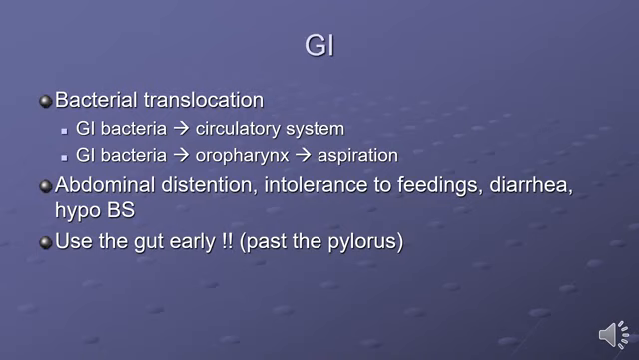They will have abdominal distension. This is because they will have decreased peristalsis. They'll have intolerance to feedings, hypoactive bowel sounds, diarrhea. They'll have decreased villi absorption of the water, and it's important to use the gut early. When we don't use it, we lose it, and to go past the pylorus. So this will be like a small bowel feeding tube or a J tube.